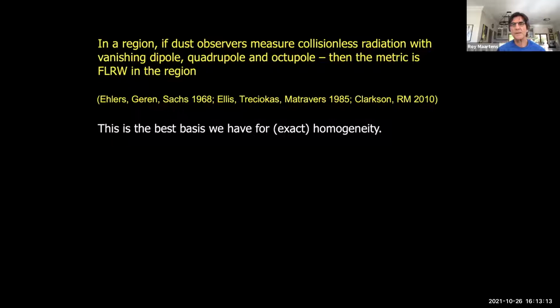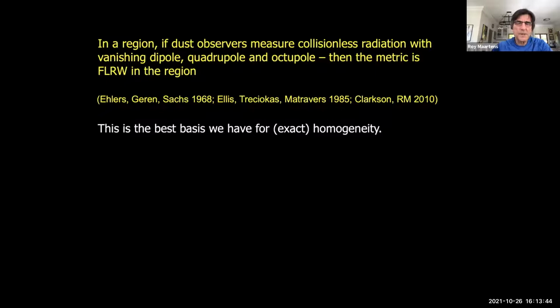It's a combination of a series of results starting with Ehlers, Geren, and Sachs in 1968 and going into the earlier part of the century. And it currently says the following: in a region, if dust observers measure collisionless radiation with vanishing dipole, quadrupole, and octopole, then the metric is Friedman in that region. This is an amazing result.